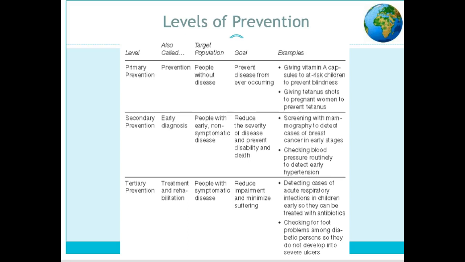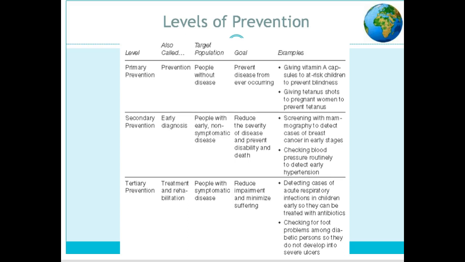Secondary prevention is really focused on the early diagnosis of disease. So the target is people with early non-symptomatic diseases, and the goal is to reduce the severity and prevent disability and death. Examples might be mammographies, checking blood pressure routinely to detect hypertension.